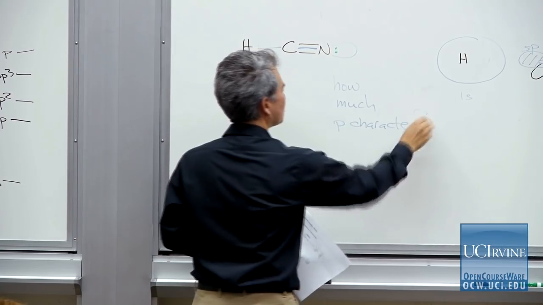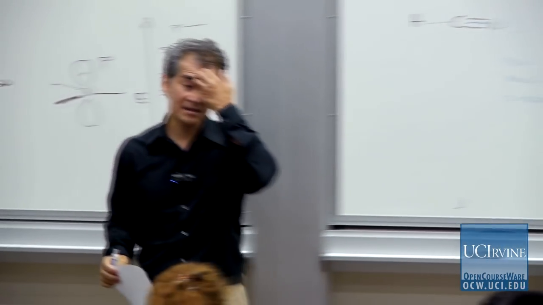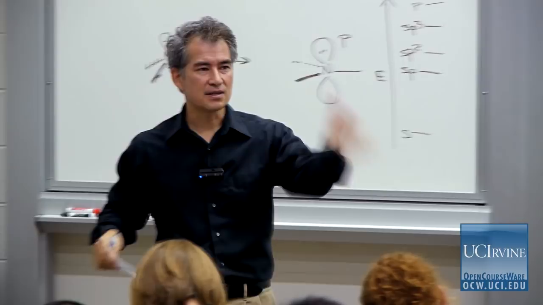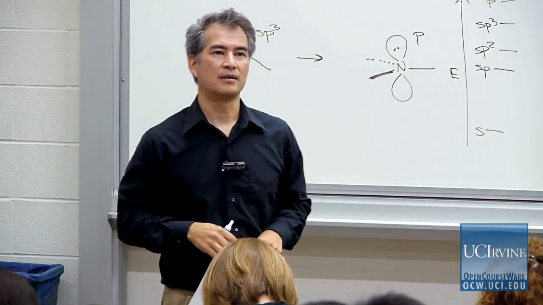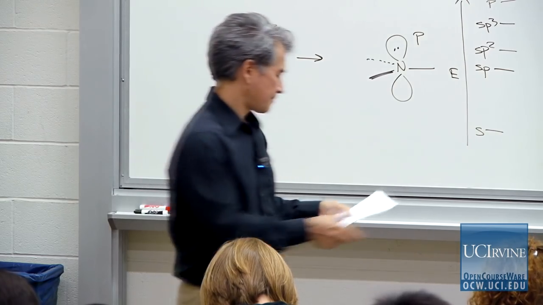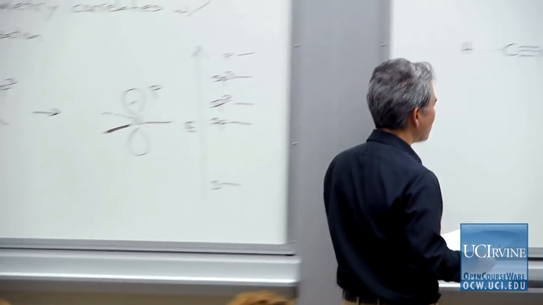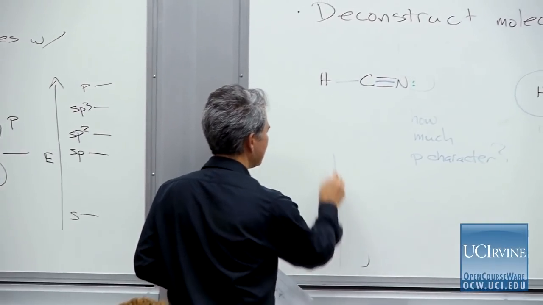This is the fundamental question that you need to ask for every single structure you draw, for every single bond, for every single lone pair. How much p character? Let me just remind you of why I'm always asking myself how much p character there is.